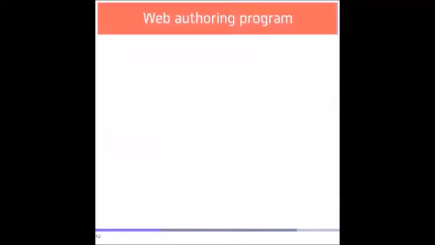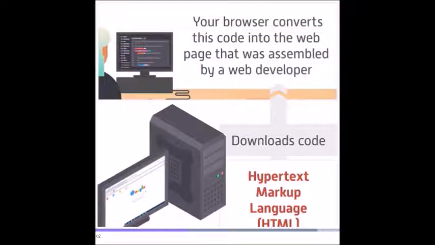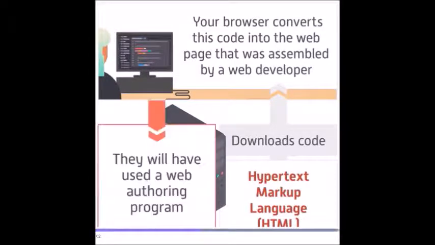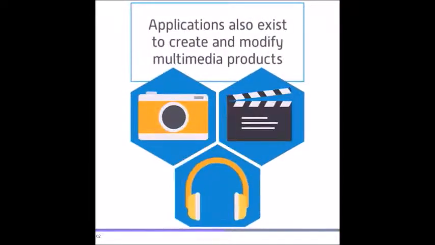Another example of an application is a web authoring program. When you access a web page, your computer downloads code written in a language called Hypertext Markup Language, or HTML. Your browser, which is also a piece of application software, converts this code into the web page that was assembled by a web developer. They will have used a web authoring program to write this code and produce the web page.